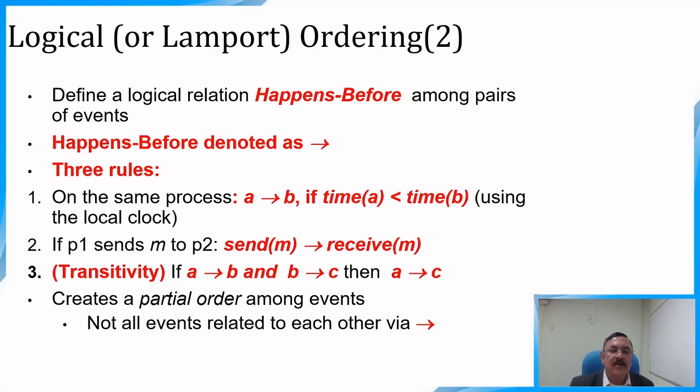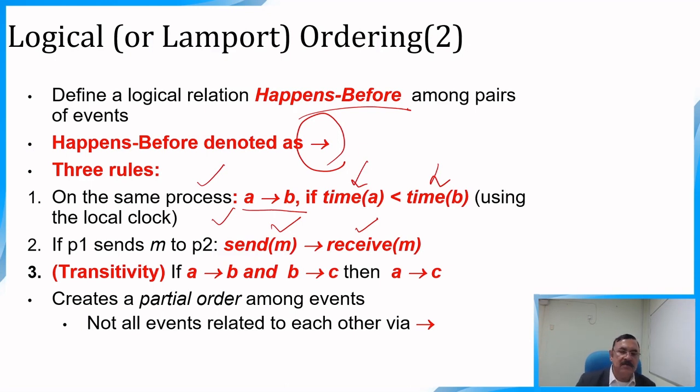It defines the logical relation called the happened-before relation among pairs of events, and this relation is denoted by this particular symbol. Now, the happened-before relation is governed by three different rules. The first says that on the same process, if A happened before B, this means the timestamp of A should be less than the timestamp of B. Similarly, if A sends a message M to P, then the send of the message M has happened before the receive of message M.